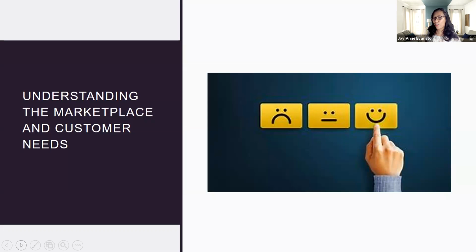So let's go to the first step, understanding the marketplace and customer needs. If we want to create value for our customers, we must fully understand customers and the marketplace. There are 5 core customer and marketplace concepts. Can you guess them? I think some of you have taken marketing in your senior high years, so this is just to give you a review.